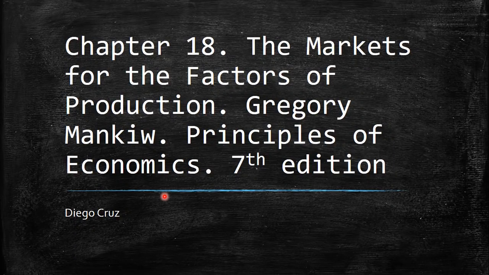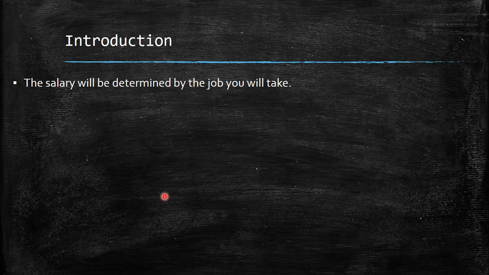Hi, welcome everybody. We're going to talk here about the markets for the factors of production, chapter 18. This is the book of Gregory Mankiw, Principles of Economics, 7th edition. So basically, when we discuss the factors of production, we will emphasize labor first.